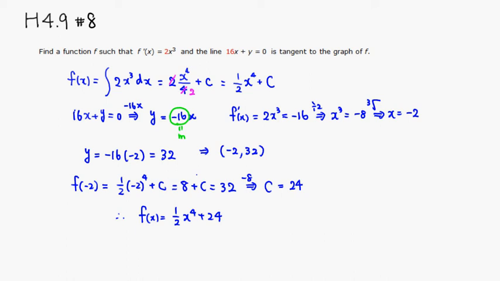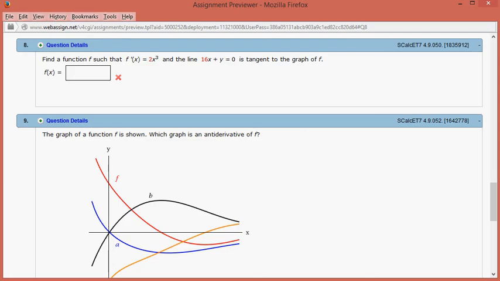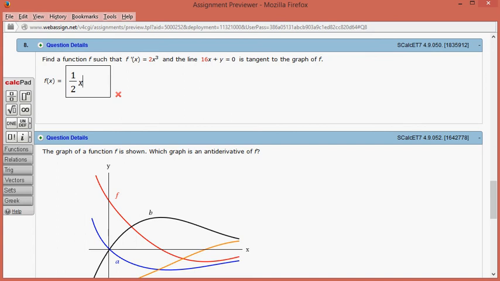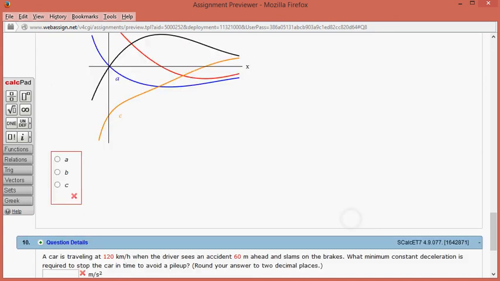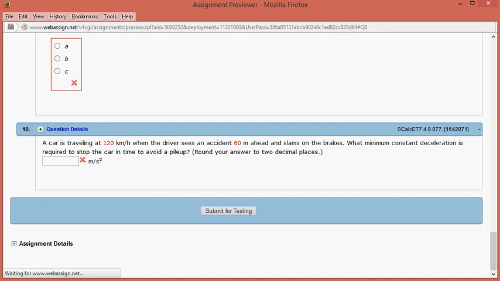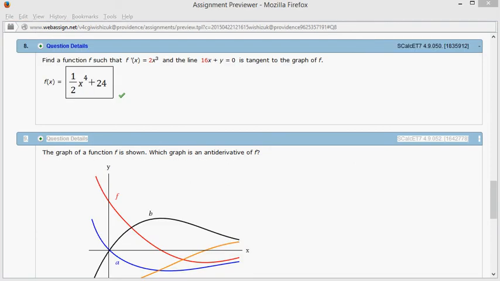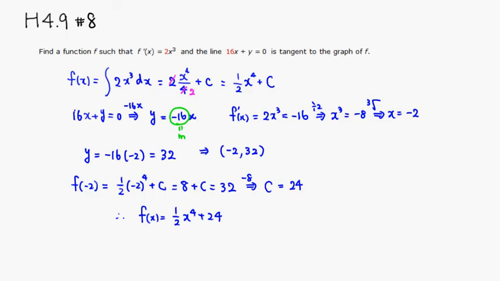So let's type it in. You have 1/2 x to the 4th plus 24, and submit for testing. It came back and looks like we got this one correctly. That's it. I hope that this was clear.